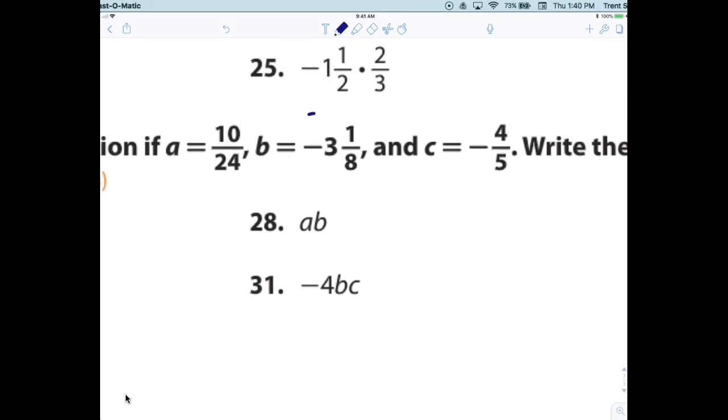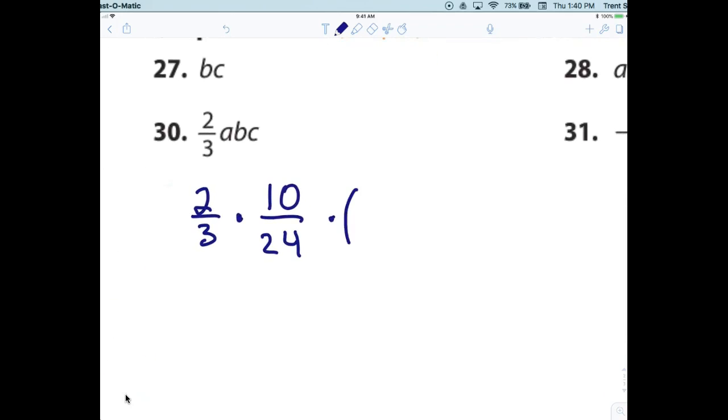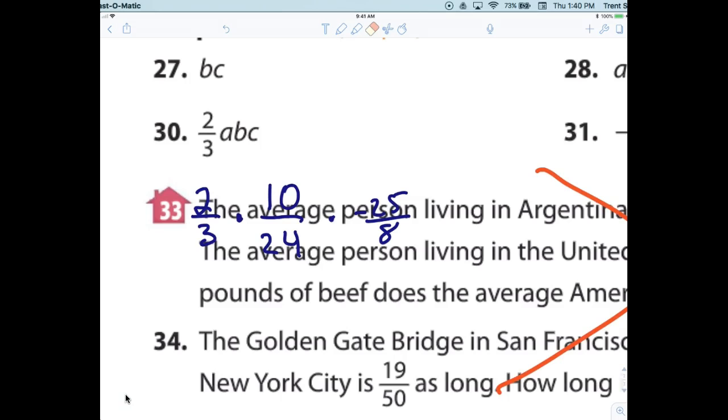So that's going to be negative 25 divided by 8. You agree with that? Happy? Okay. So let's go times negative 25 over 8. And I don't need that parentheses. I'm just going to go.